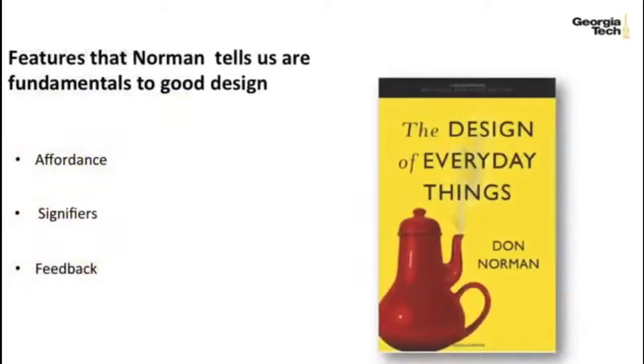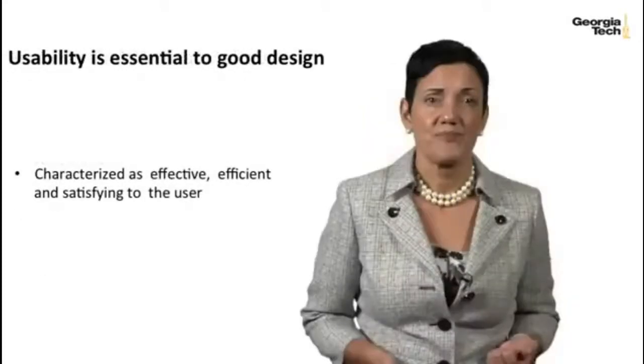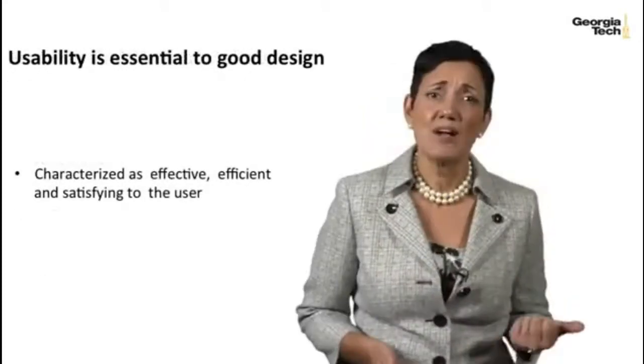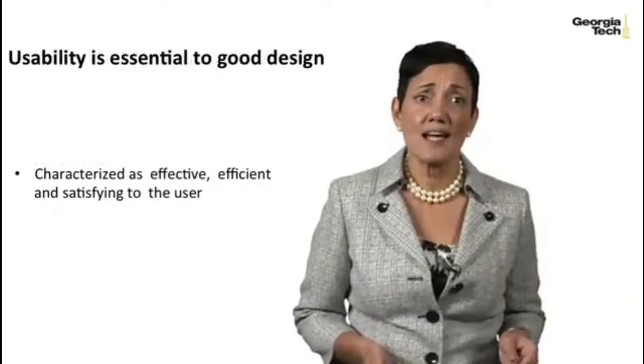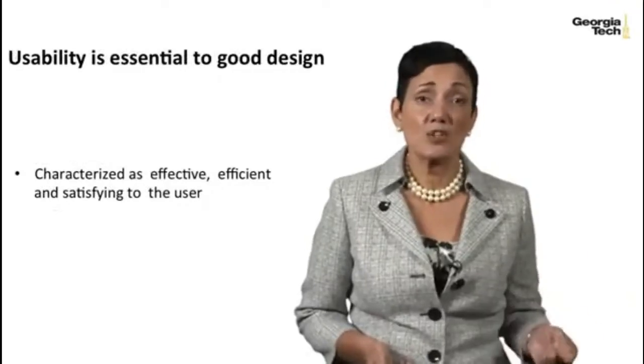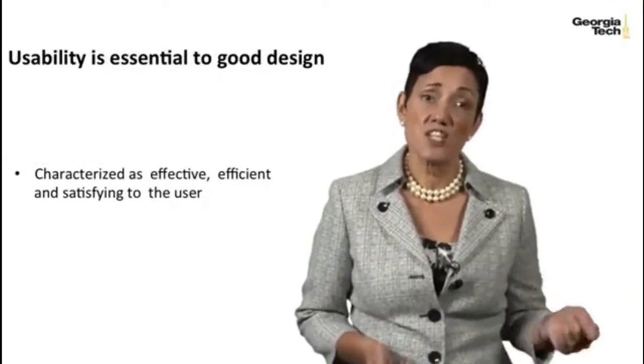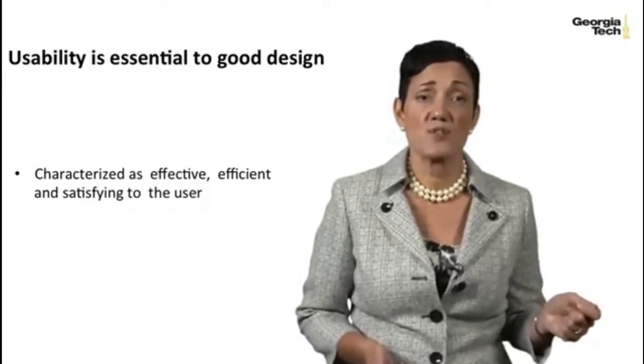We can point to three design features that are often ignored in good design. These are affordances, signifiers, and feedback. Next, we will consider what good design is and how it can be implemented. As in the last module, good design is a design that is usable. By usable, I mean that it is characterized by being effective, efficient, and satisfying to the user.